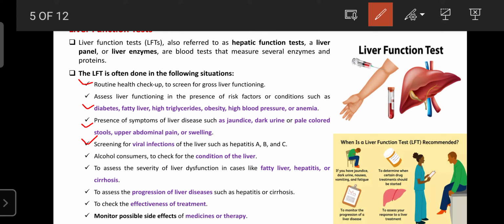And also for alcohol consumers, to check the condition of the liver in the alcoholic patient. The doctor wants to know the condition of the liver because in the alcoholic patient the liver is easily damaged. So the doctor wants to know what the scenario of the liver is in the alcoholic, and it also helps assess the severity of liver dysfunction in the case of fatty liver, hepatitis and liver cirrhosis.